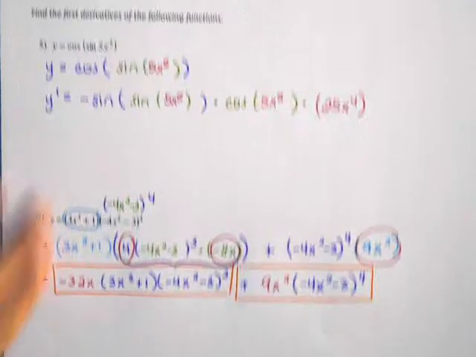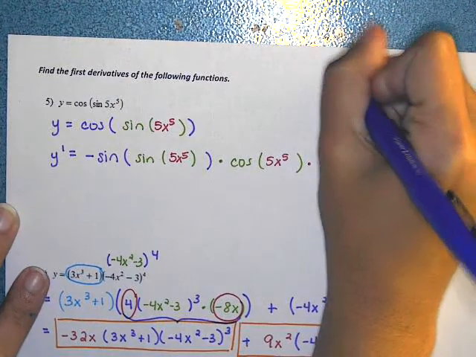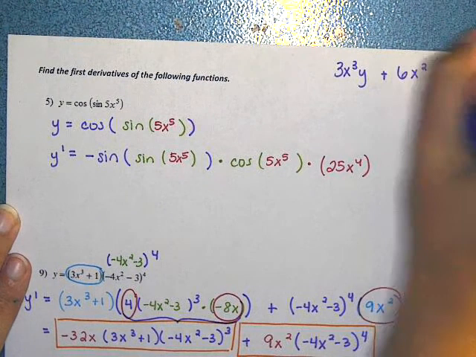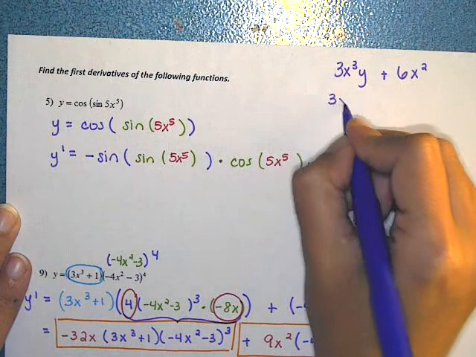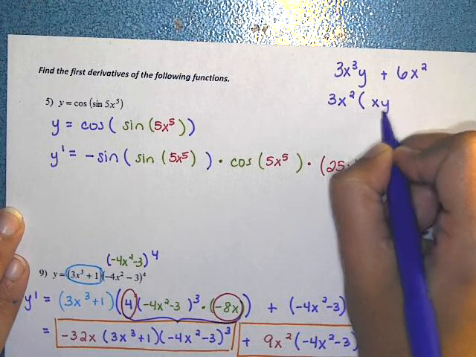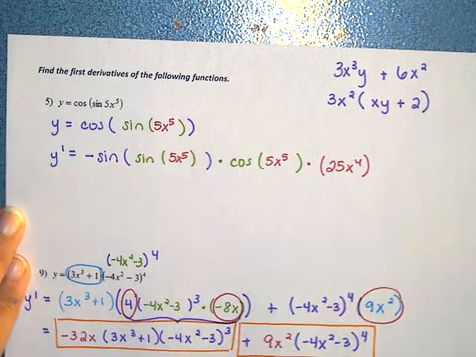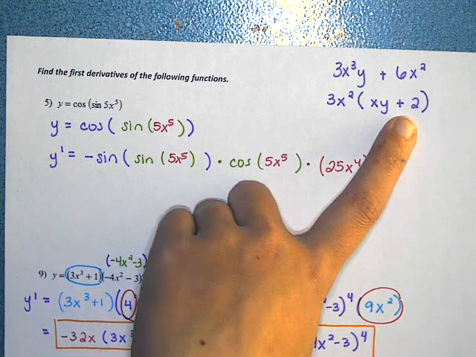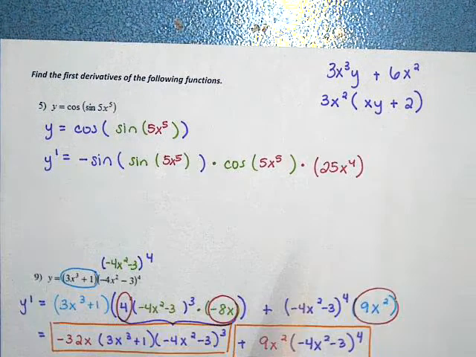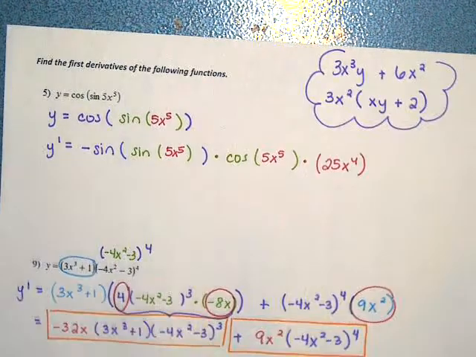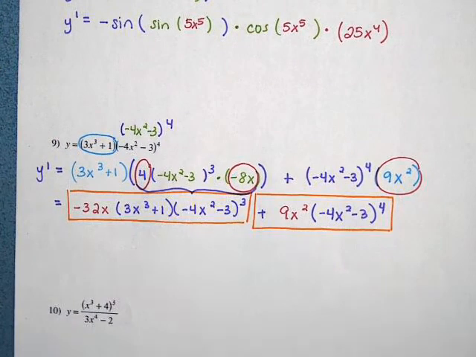So before we do this, I want you to look at a slightly simpler example. If you had 3x cubed times y plus 6x squared, their common factor would be 3x squared, and what's left would be x times y plus 2. You're taking out what they have in common, and you're leaving the leftovers inside of a parentheses. We're going to do this with this. So let's look at what they have in common.